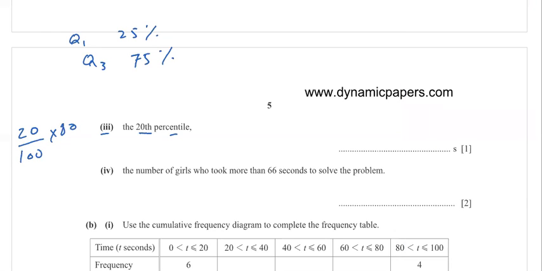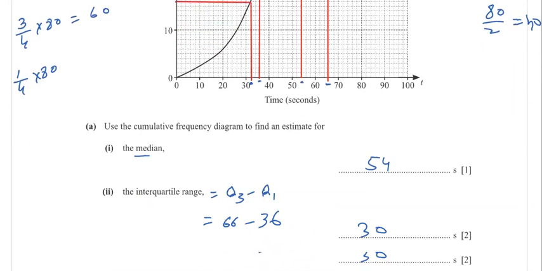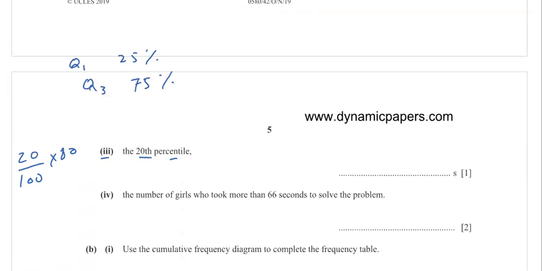So from 16, I have to draw the line now. Where is 16? Each division is 1, so this one is 16. From 16, I will draw the line, and this one is 32. So 32 seconds is the 20th percentile. I will say 32 seconds.